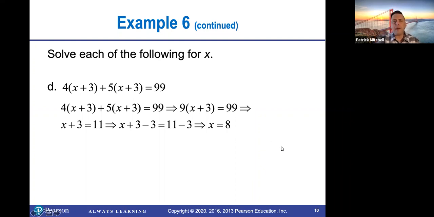You might want to try that problem a different way. If you were thinking about doing it a different way, you should get the same answer. There's not always just one way to do these.